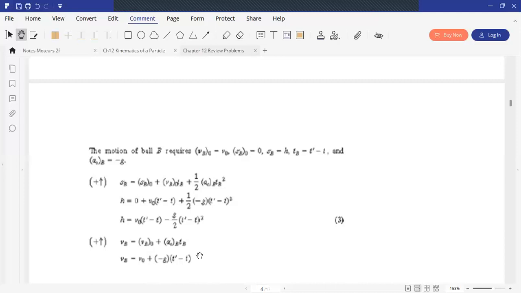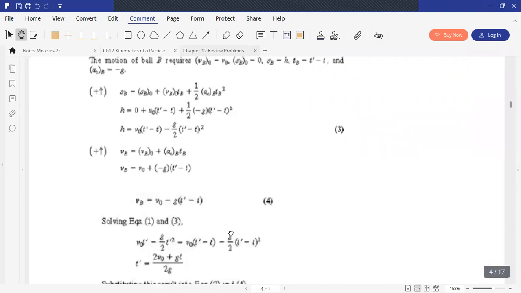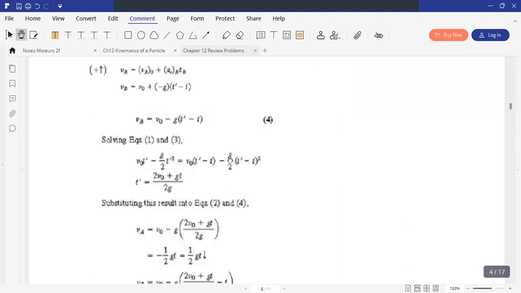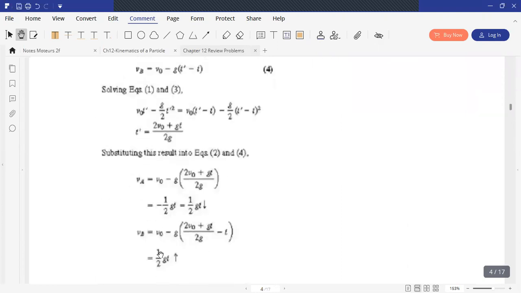So once I get the value of T prime from SA equals SB, I can replace it in the expression of VB and VA and get the velocity. And you can see that when I replace T prime by its value, VA and VB will be equal in magnitude but opposite in direction. Okay? Any question? Can you please scroll up just 1 second? Yes.